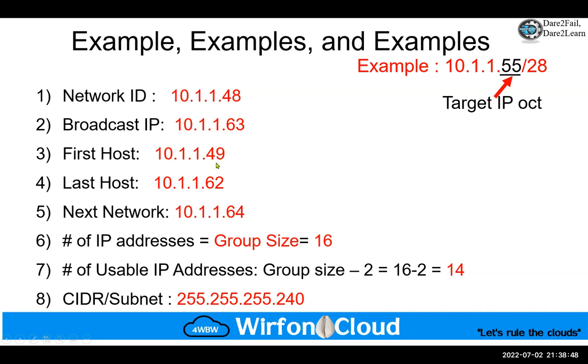Now the first host is the first IP after your network ID. So we have the network ID plus 1. So we have 48 plus 1. That gives us 10.1.1.49. And the last host, so that is the last usable IP address, is one IP address before your broadcast IP. As such, we have the last host being the broadcast IP minus 1. And that gives us 10.1.1.62.